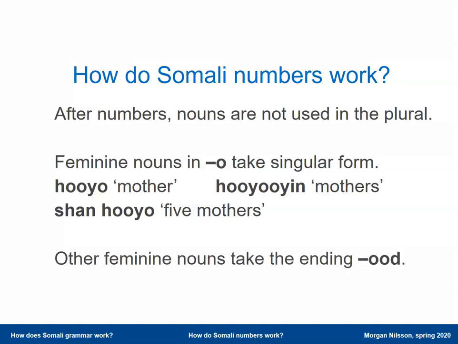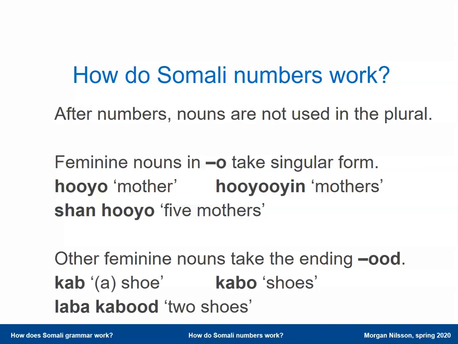It's only the rest of the feminine nouns, that is, all the feminine nouns that do not end in O, that have a special form, not the plural form, but a special form after numbers. And this special form ends in O. So if we have the word shu, cup, the plural form, shoes, is kawo, but after numbers, there is this special form. So two shoes would be waba kabo, with the ending old.